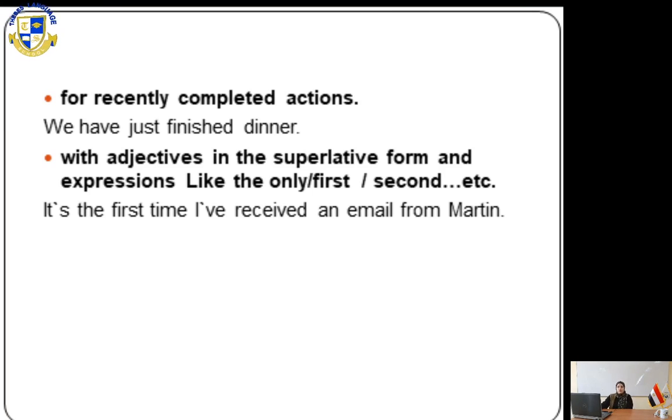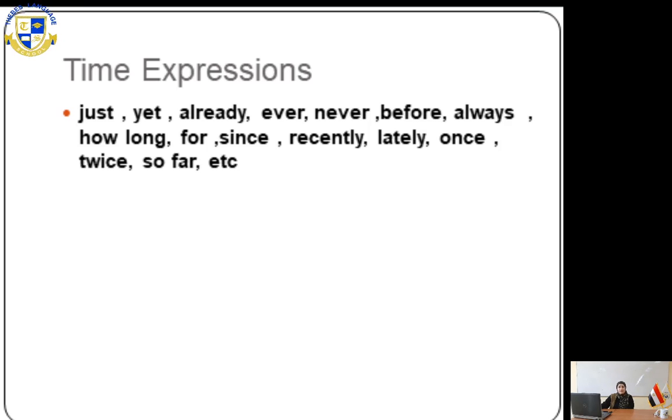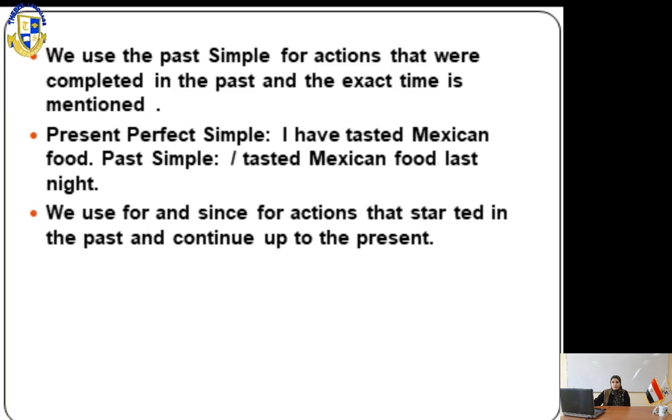New slide. As for time expressions, we have just, yet, already, ever, never, before, always, how long, for, since, recently, lately, once, twice, so far, etc. Take care that each one of them, or many of them, have different places and different usages. As for the first one, just and at the same time already, just and already are usually put between have or has plus the PP. So they are put in the middle between have or has and the main verb. I have just finished my homework. I have already fed the cat.